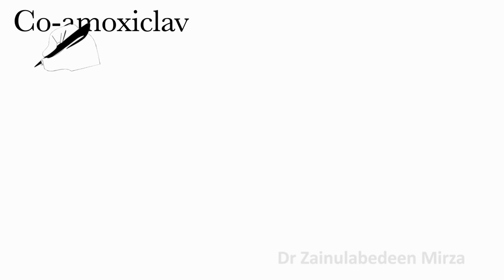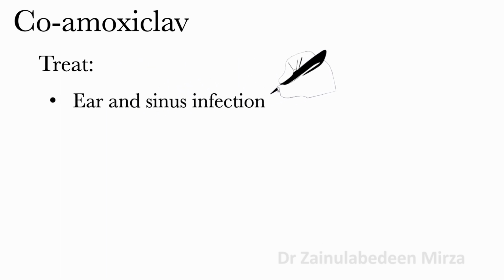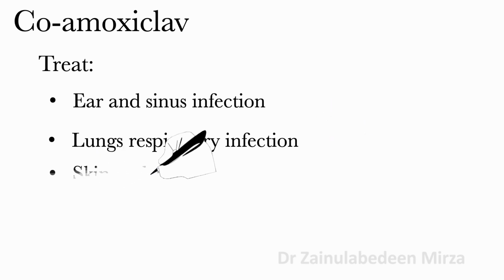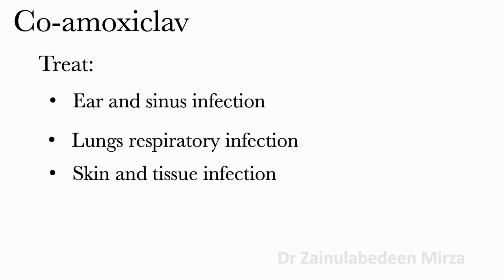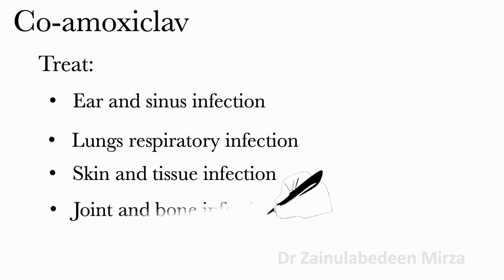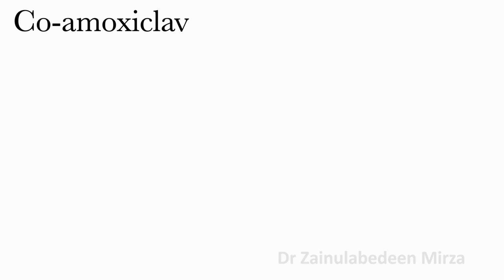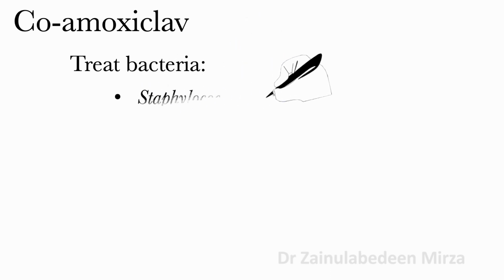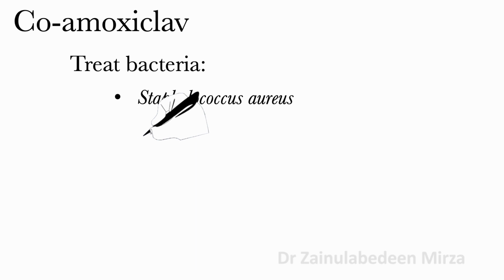Co-amoxiclav is used to treat ear and sinus infections, throat or lung respiratory tract infections, skin and tissue infections, and joint and bone infections. Co-amoxiclav is used to treat bacteria like Staphylococcus aureus, Escherichia coli, and Haemophilus influenzae.